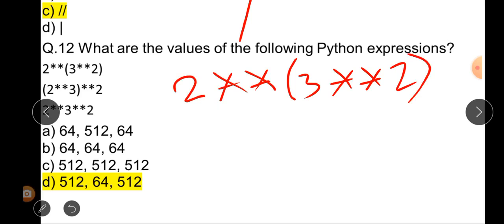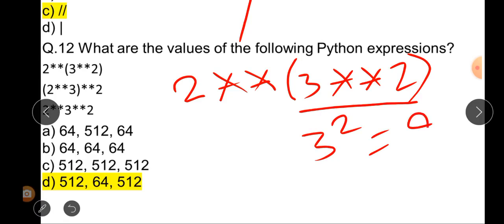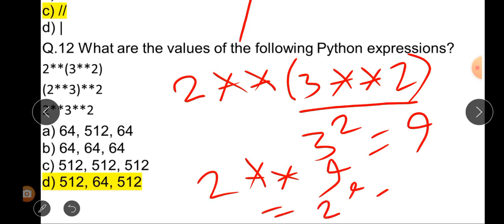So first of all, as we know, bracket should be solved first. So this expression is solved first, and this means 3 power 2, and 3 power 2 is 9. Then 2 double star 9 is the expression we get after that. That means 2 power 9, and 2 power 9 is 512. So the first value is 512.